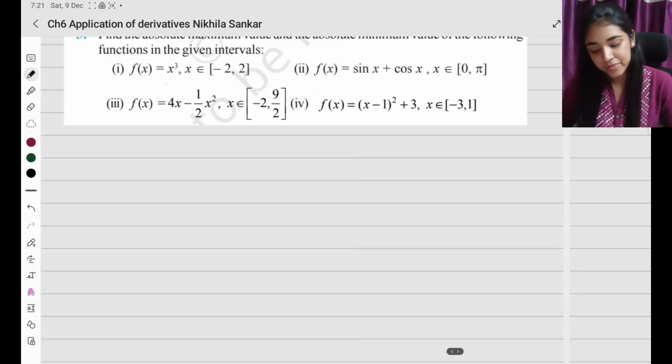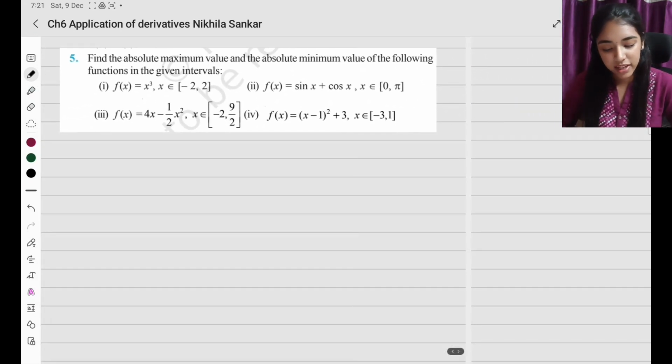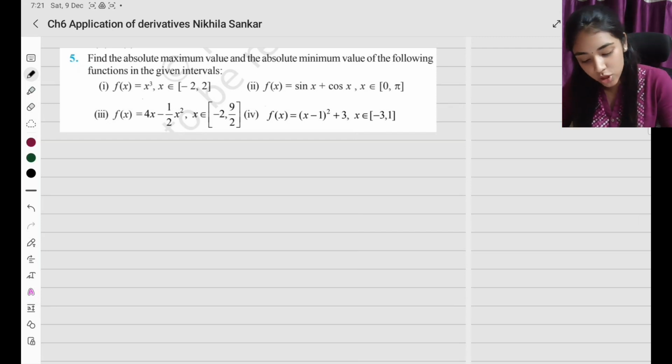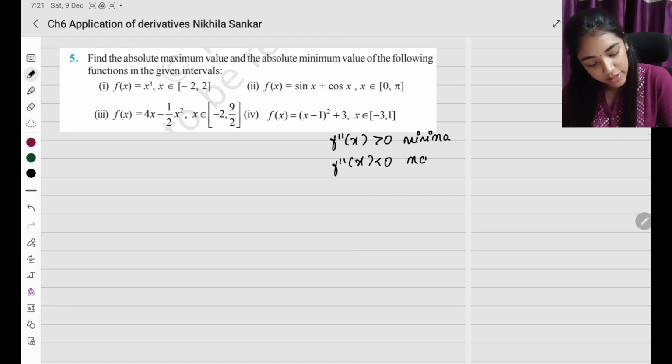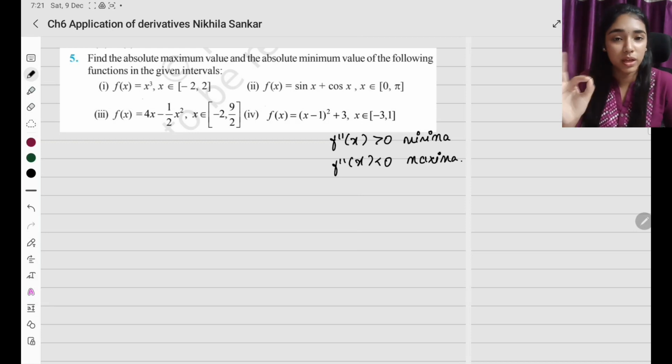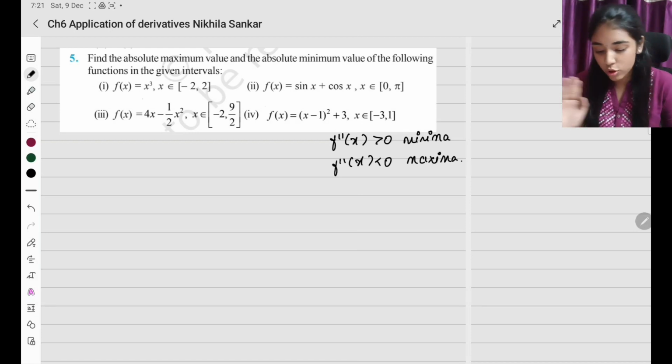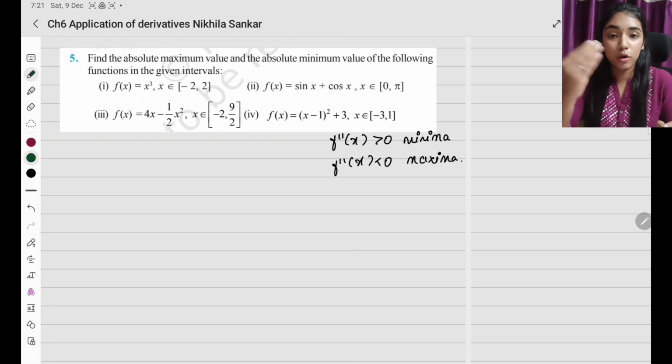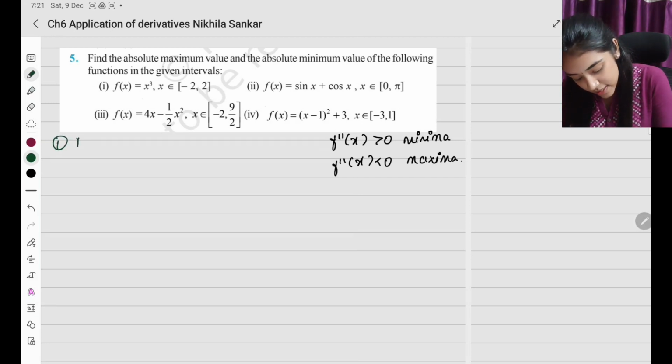Question number 5. Find the absolute maximum value and absolute minimum value. So all this time we were looking at local maxima and local minima. What did we see? If f double dash of x is greater than 0, then it is going to be the local minima. If f double dash of x is less than 0, then we are talking about the local maxima. Now they are asking us to find absolute maxima and absolute minima. What are we going to do for this? We are going to follow 4 steps.